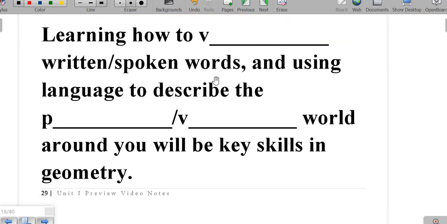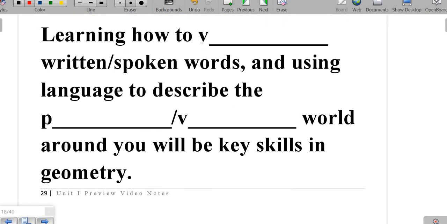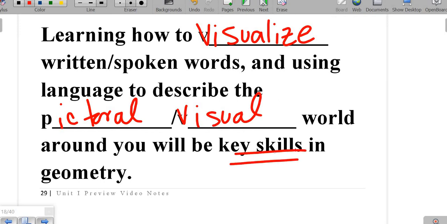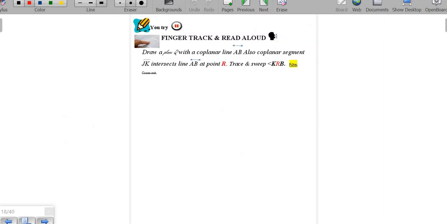Alrighty. So, learning how to visualize written and spoken words and using language to describe the pictorial and visual world around you is a key skill. Learning how to visualize those words, key skill. So let's get a little bit more practice here.